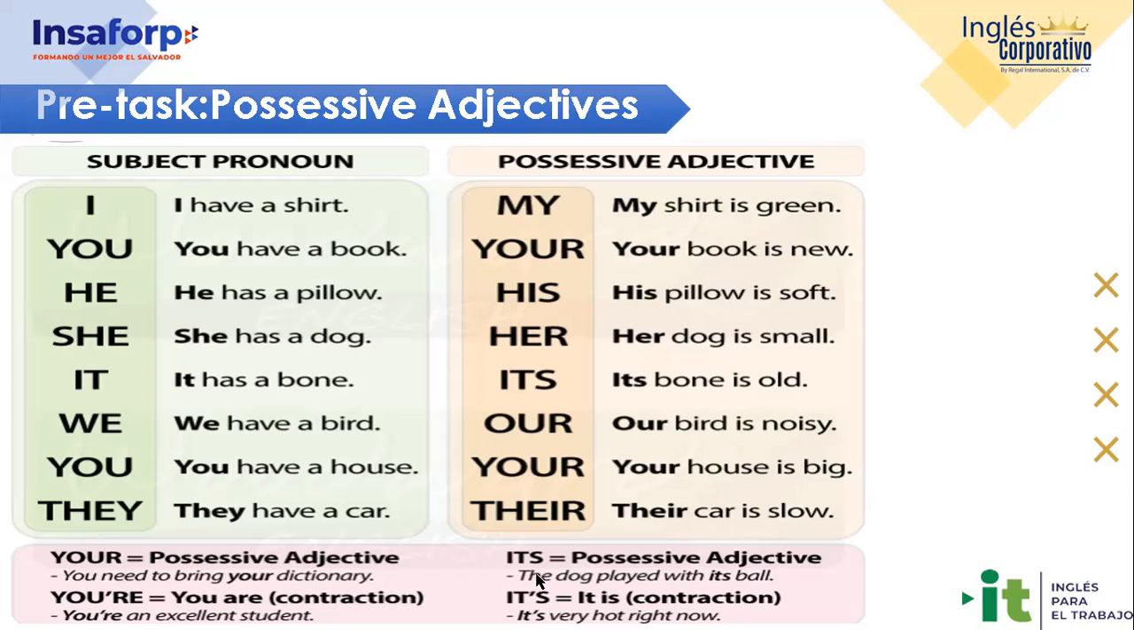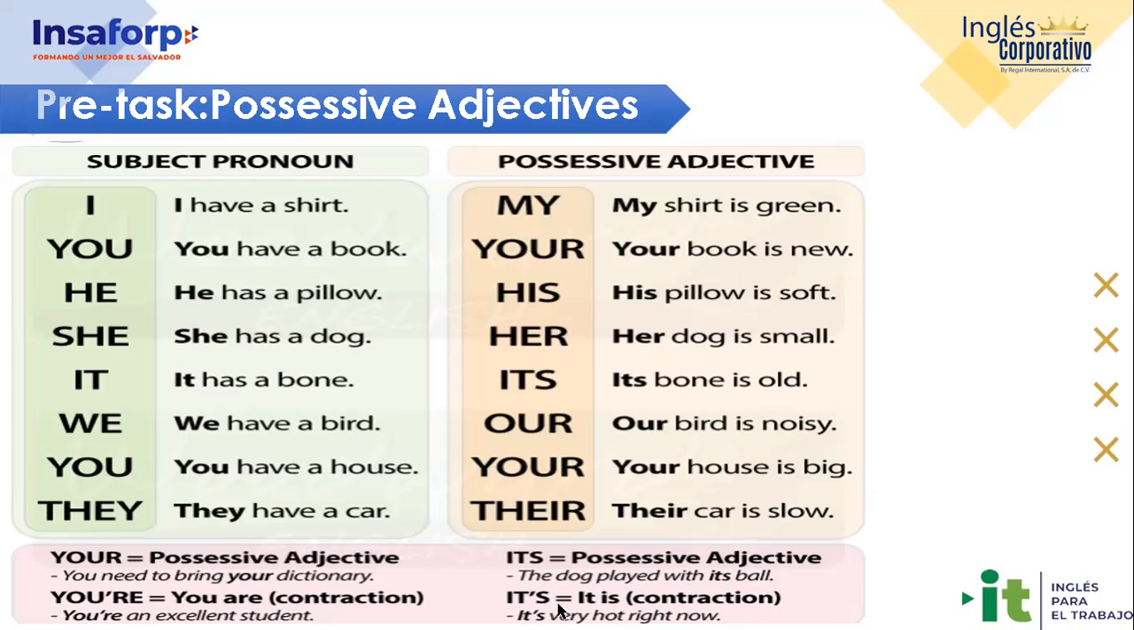Ok, luego tenemos otro similar que es el its y el it's. O sea, que ahí no hay más que hacer, sino nada más escuchar o leer la oración completa para nada más identificarlo del contexto y de todo lo que tenemos ahí en la oración. Possessive adjective, veamos la posición de adjetivo posesivo. The dog played with its ball, el perro jugó con su pelota. Y también está la contracción del verbo to be. It is, it's very hot right now.